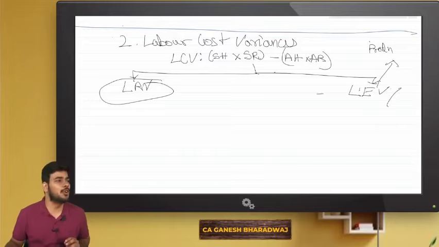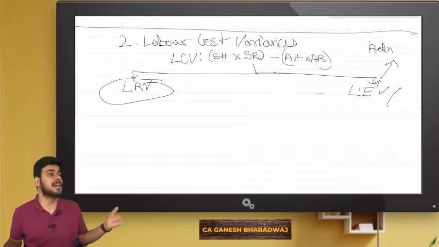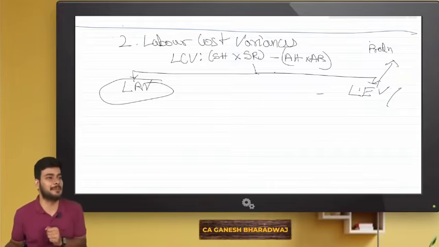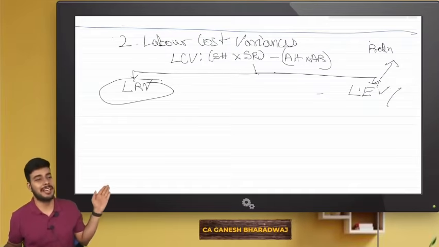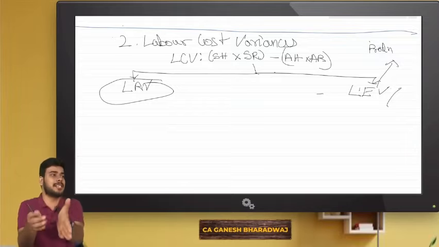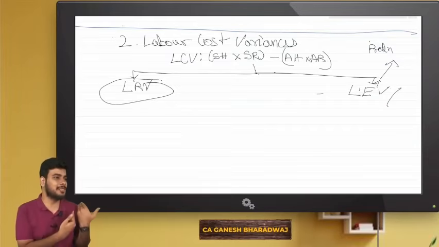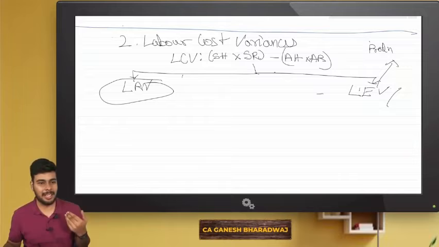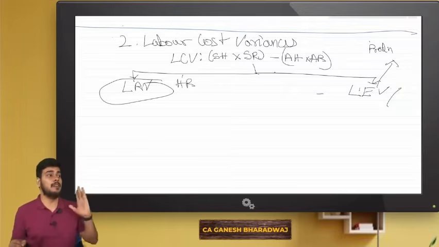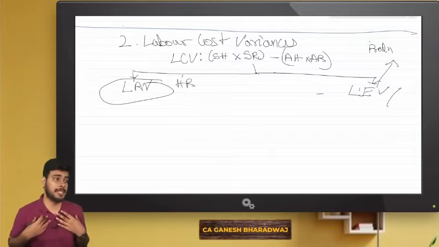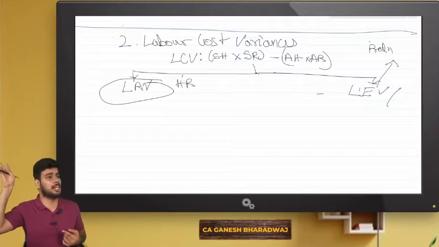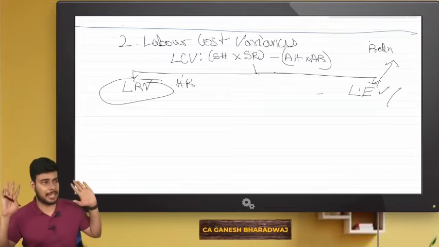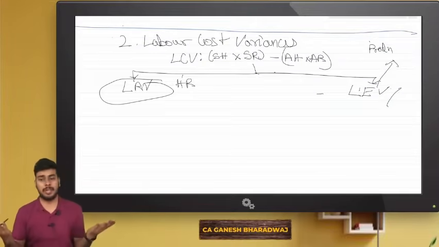Now rate, who fixes the rate? Human resource. HR, not the purchase department. The purchase department will only purchase raw material. But when it comes to labor rate fixation, the human resource department does that. Now always understand, when I'm talking about labor cost variance, I'm talking about direct labor only. Why? Indirect labor is anyways covered under your fixed overheads cost variances. So we are only talking about direct labor. Are you clear with this?